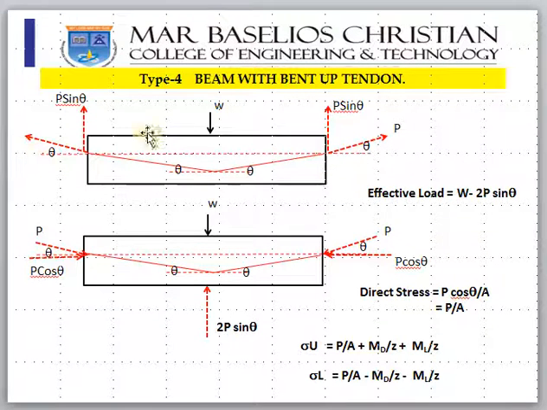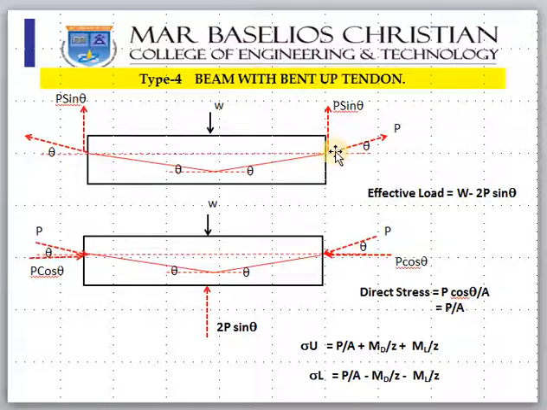So let us see the case here. Let us think that there is a beam in which a central point load W is applied at the center, and the tendon is a bent-up tendon like this. The dip is more at the center, and as it comes to the end it is close to the neutral axis. Let theta be the angle of the tendon with the horizontal, and the force P is applied here.